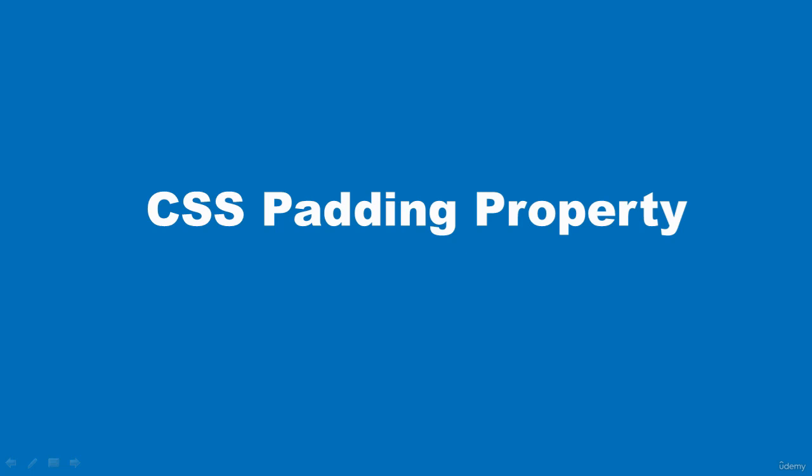Next, let's quickly go through the CSS padding property. It's really similar to the CSS margin property. The only difference is that the CSS padding property does not allow negative values. Apart from that, everything else is the same. Also, they don't use the auto keyword.